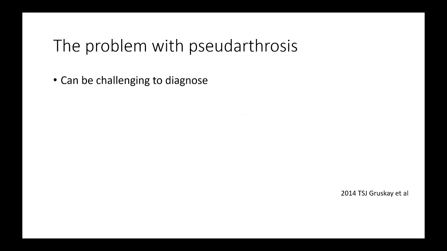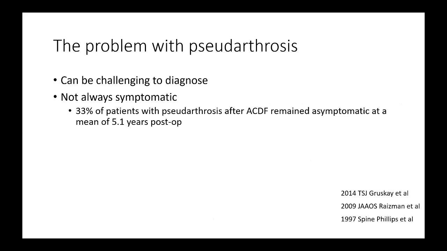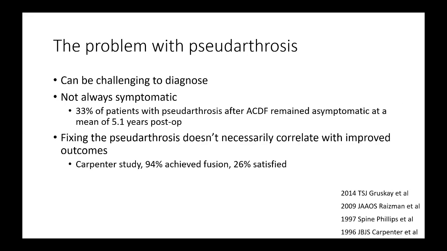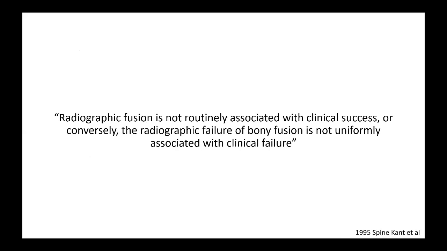So the problem with pseudarthrosis is that it can be very challenging to diagnose. It's not always symptomatic, and it's unclear why some cases of pseudarthrosis are asymptomatic with excellent long-term clinical outcomes, while others require significant management and treatment. And then the final problem is that fixing pseudarthrosis doesn't always correlate with improved outcomes. In this Carpenter study, even though 94% of their patients achieved fusion in the revision setting, only a quarter of them were satisfied. The ANS/CNS guidelines have grade B recommendations that successful radiographic fusion leads to improved clinical outcomes, based on level 2 and level 3 studies.